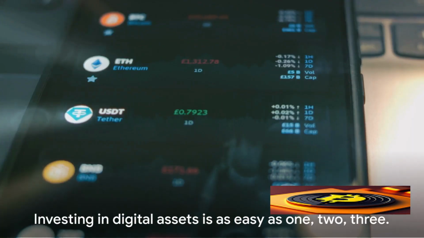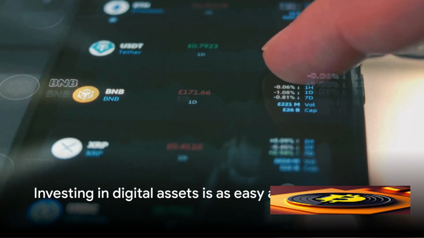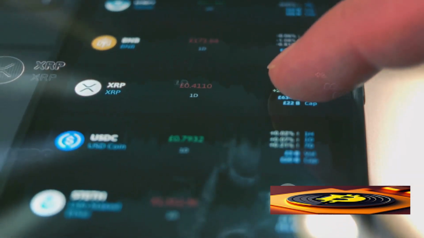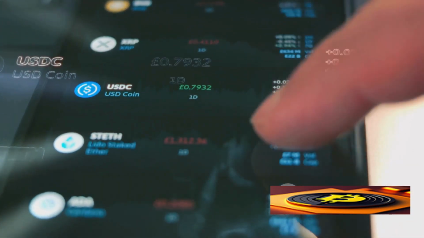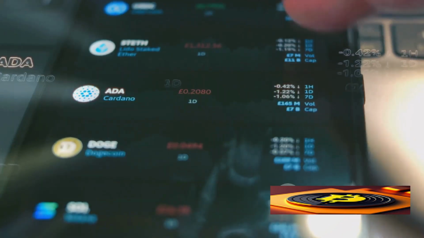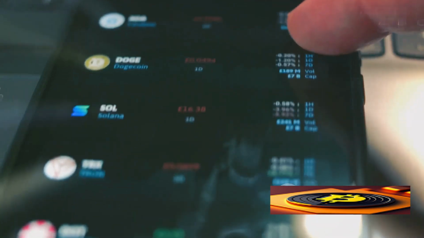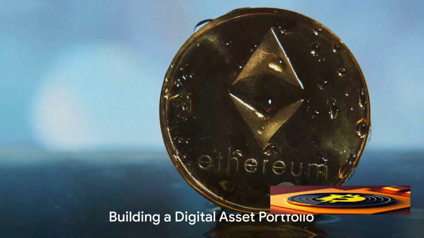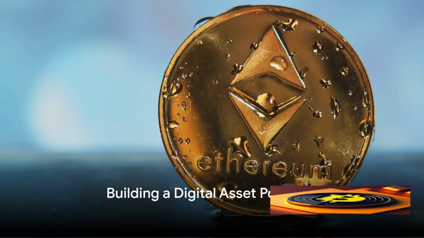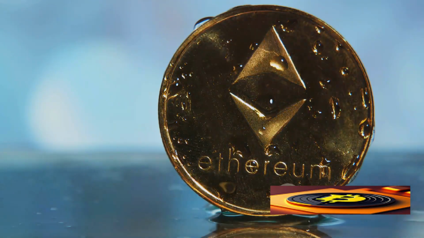Investing in digital assets is as easy as 1, 2, 3. So don't let the initial complexities deter you. With a bit of research and patience, you'll be well on your way to becoming a savvy digital asset investor. Building a balanced and diversified digital asset portfolio is key to successful investing.